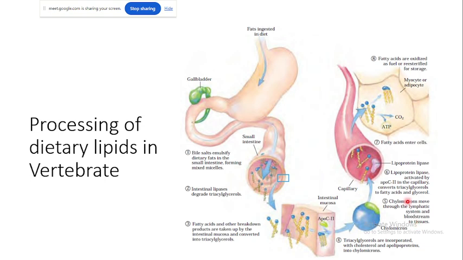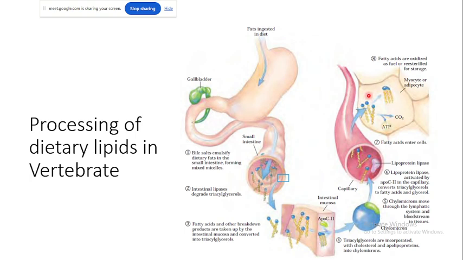bloodstream to tissues. In the tissue, lipoprotein lipase activated by ApoC2 in the capillary converts the triacylglycerol of this chylomicron to fatty acid and glycerol. Right? So now it will break down the TAGs to fatty acid, right? And this fatty acid can enter into the cells. TAG cannot enter into the cell. It has to be broken down by lipoprotein lipase in the tissues, right? Then these fatty acid breakdown products can enter into the cells.